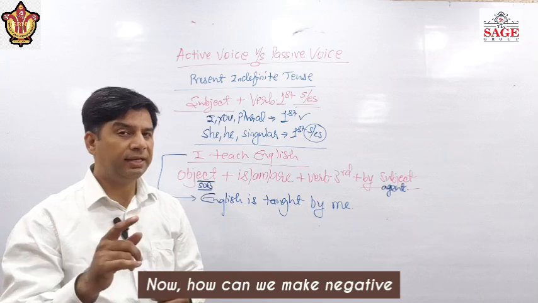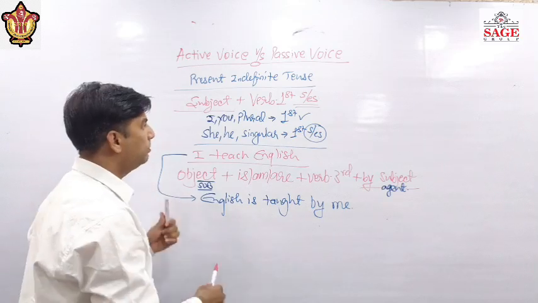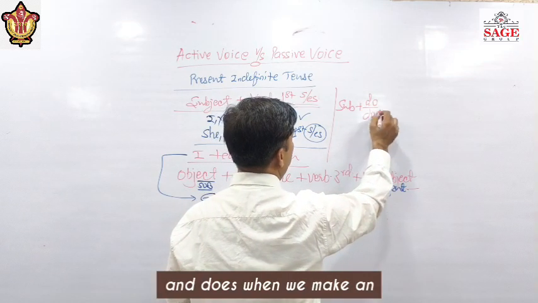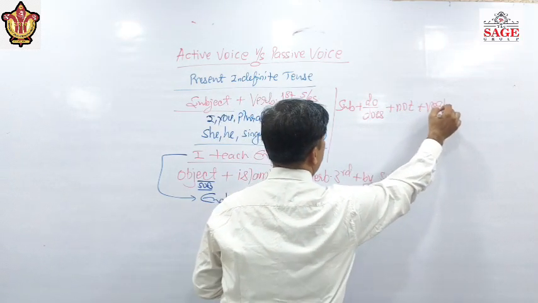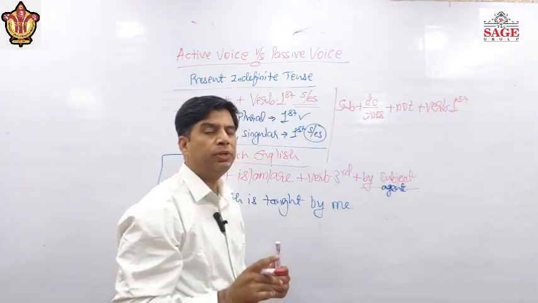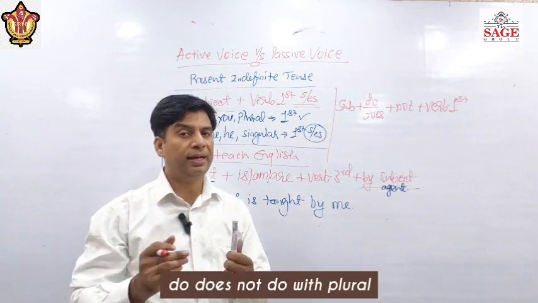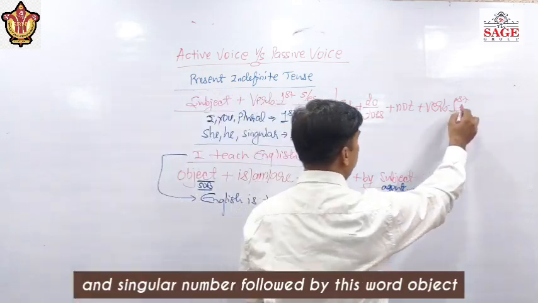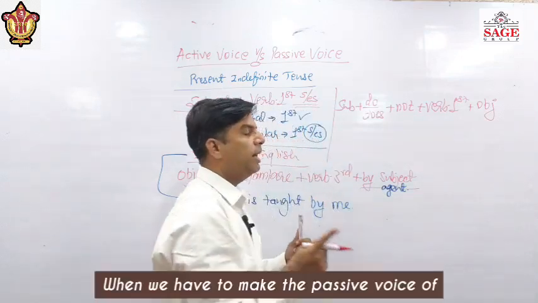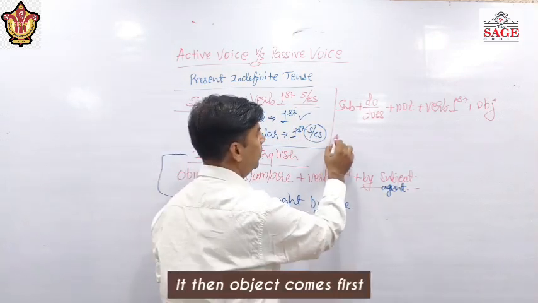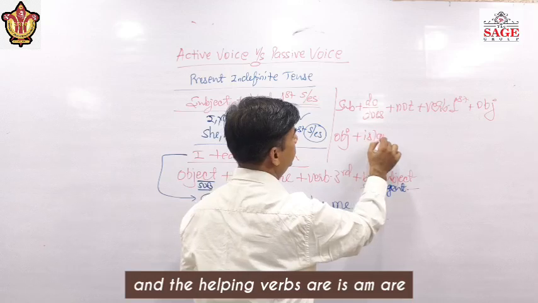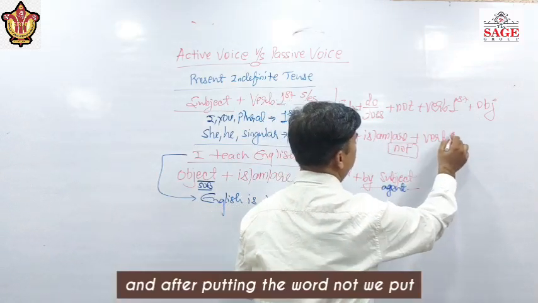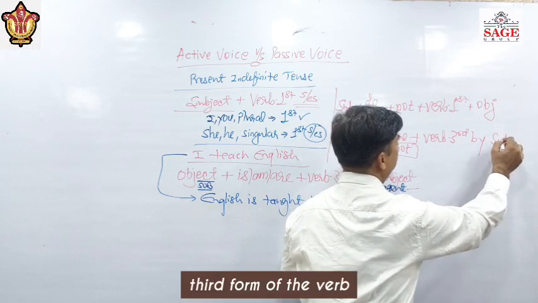Now, how can we make negative and interrogative out of that? So we must understand that negative sentences take the helping verb do and does when we make an active voice sentence. Do not, does not. Do is used with plural and first and second person, while does is used with third person and singular number, followed by this word object. When we have to make the passive voice of it, then the object comes first and the helping verbs are is, am, are. And after putting the word not, we put the third form of the verb.